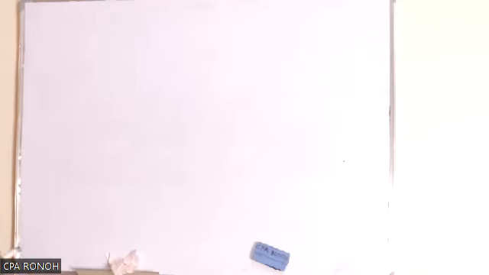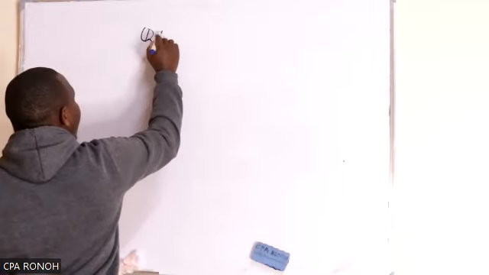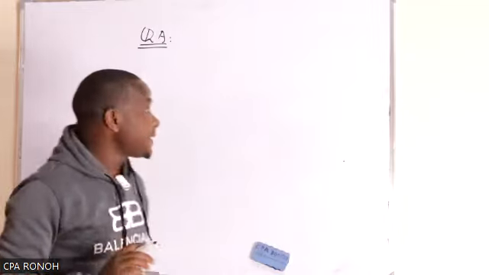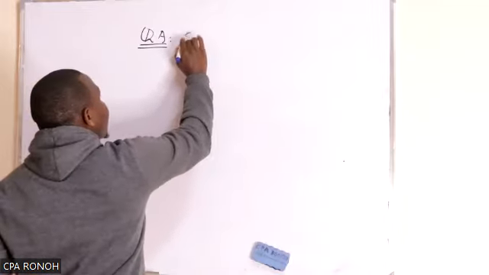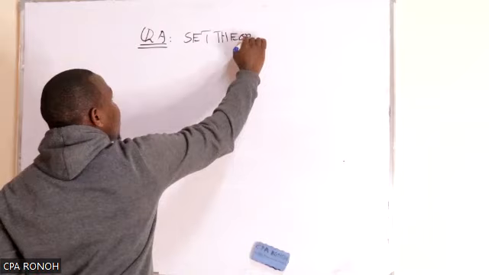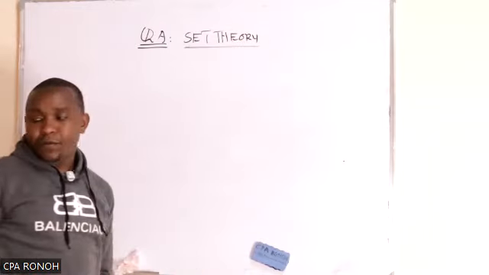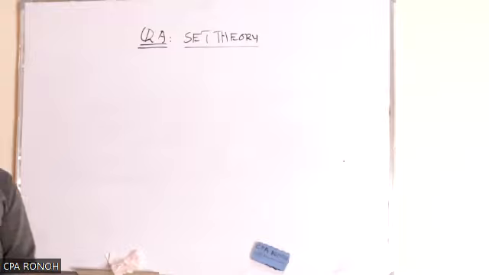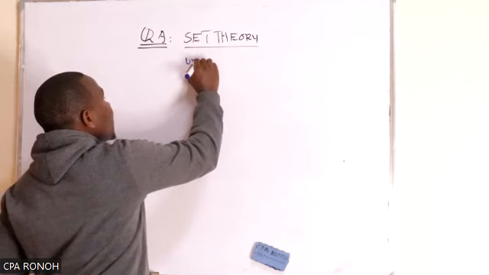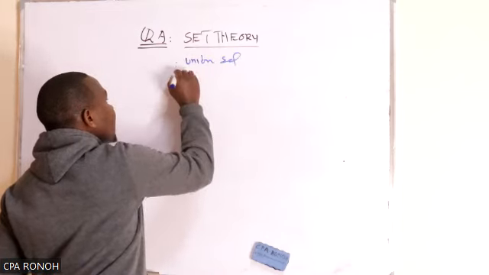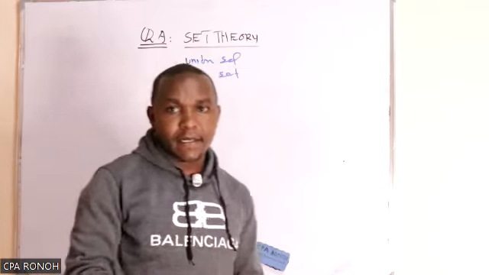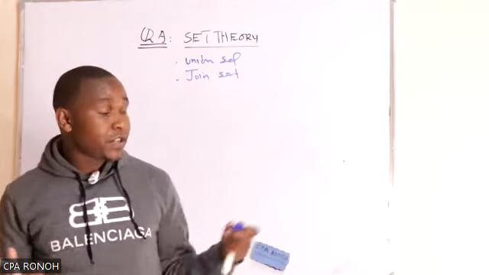So what we are predicting for the qualitative analysis paper, the QA: most of the time they test these questions for set theory. And specifically for set theory, they can ask you to differentiate between the union set and the joint set. Maybe 2 marks, the union and joint set.